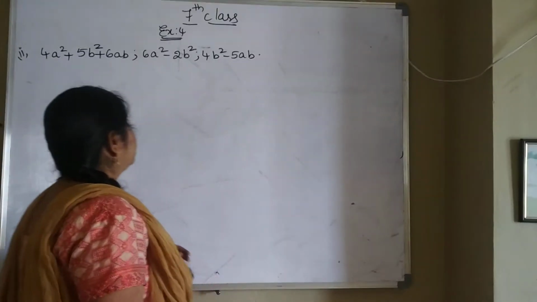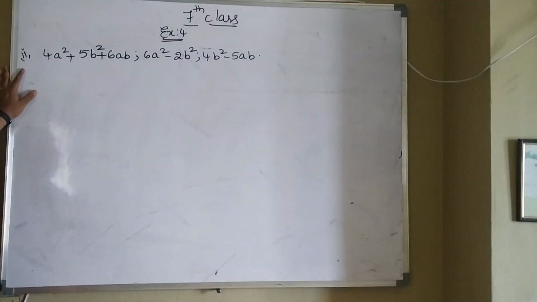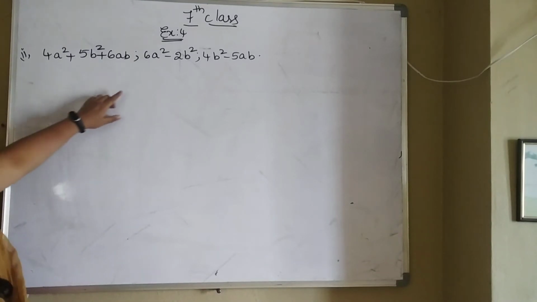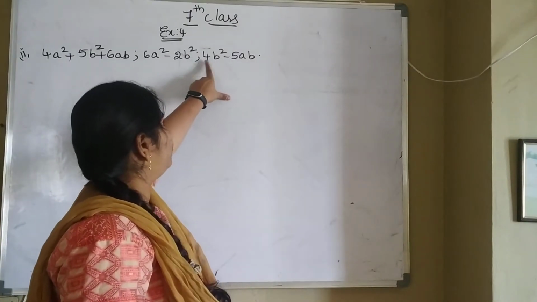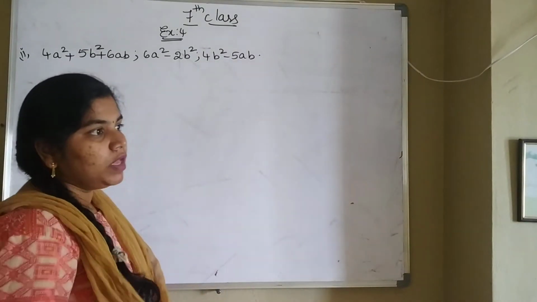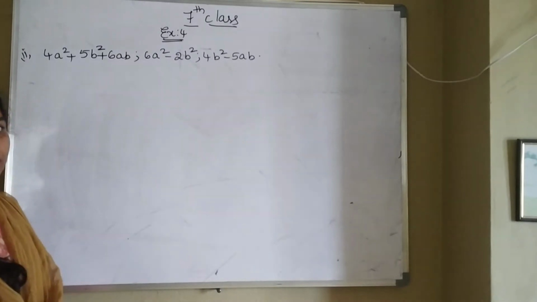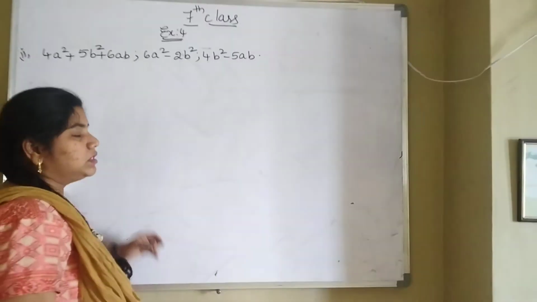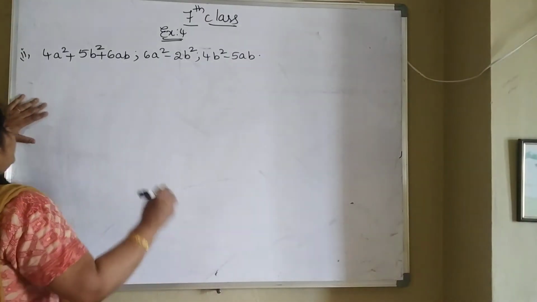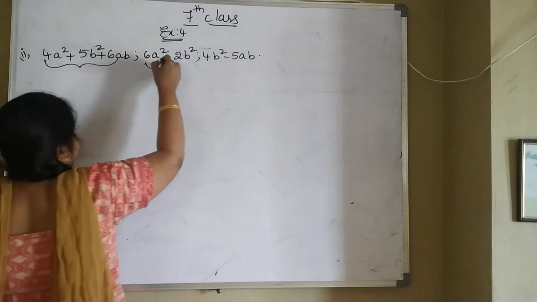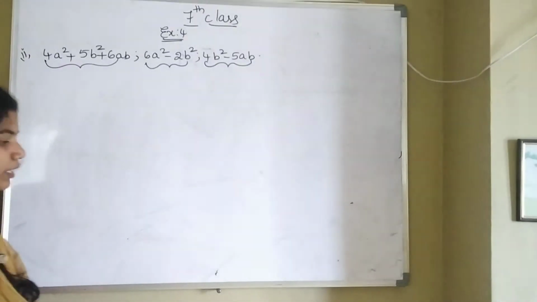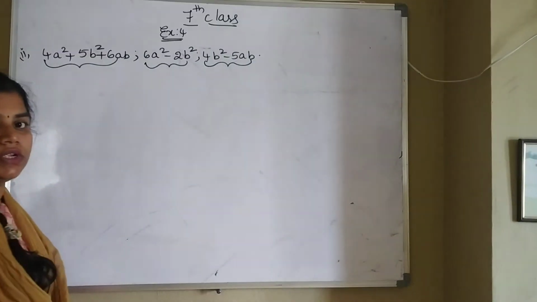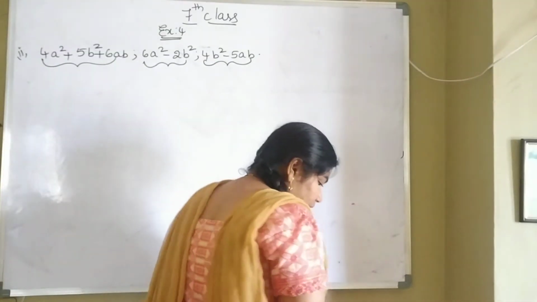So in exercise 4, what is the next bit? 4a square plus 5b square plus 6ab, the next expression is 6a square minus 2b square, and the last expression is 4b square minus 5ab. Yesterday, in the first bit, we had only two expressions, but in the second bit you have three expressions. We have to add these three expressions in the vertical as well as the horizontal method. So let's see how to add.